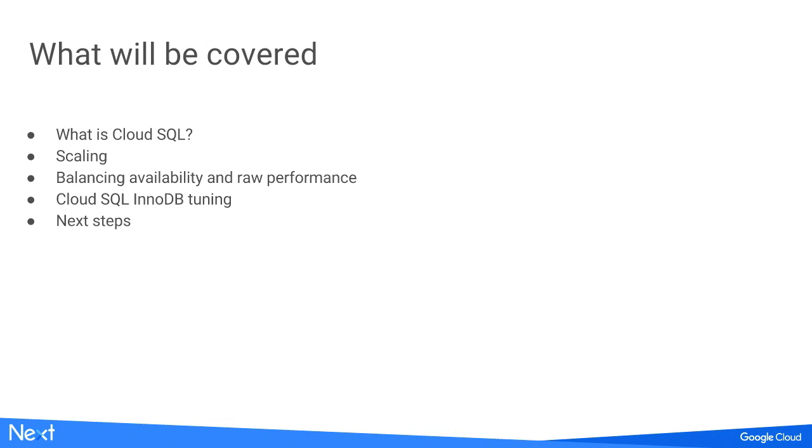As part of the talk today, we're going to cover a little bit on what Cloud SQL is. We'll talk about how to scale Cloud SQL infrastructure, how to scale your database instance up, and how to scale them out. And Stanley then will cover balancing availability and raw MySQL performance, especially in the context of MySQL's semi-synchronous replication technology. From there, we'll get into some InnoDB tuning settings that we use on Cloud SQL.